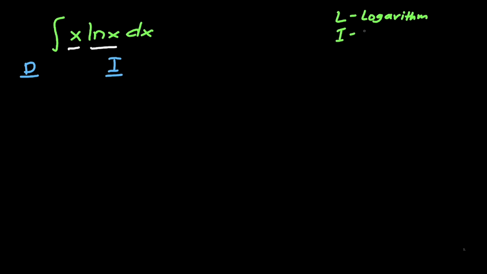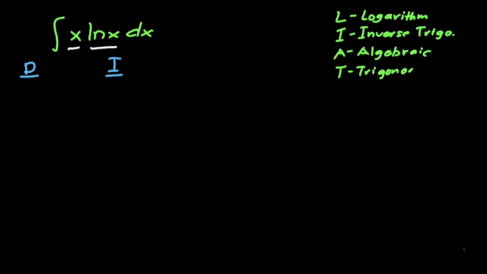I stands for inverse trigonometric. A stands for algebraic. T stands for trigonometric. And E stands for exponential. Here, L is the most priority for differentiation, whilst E is the least priority.